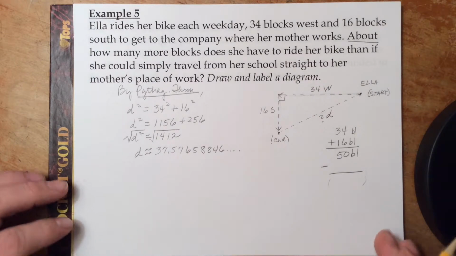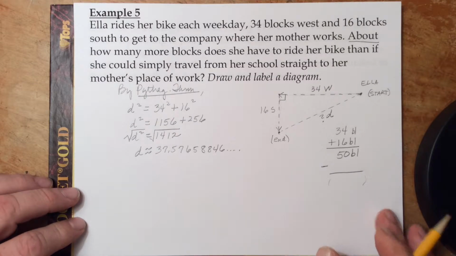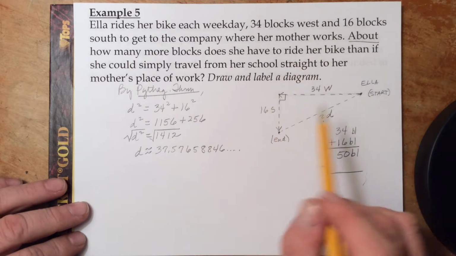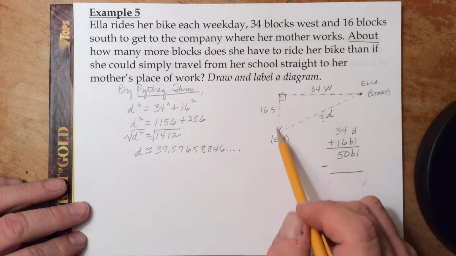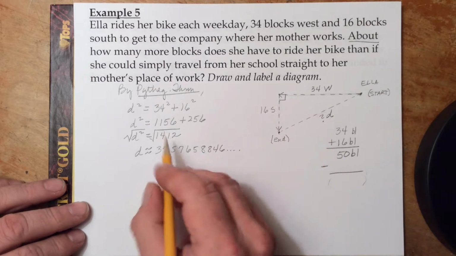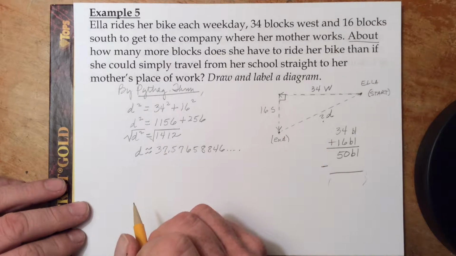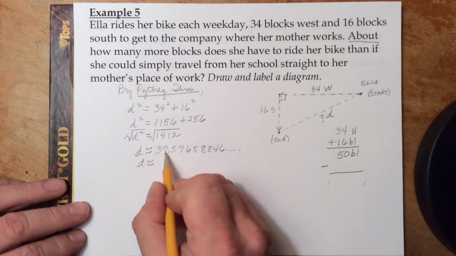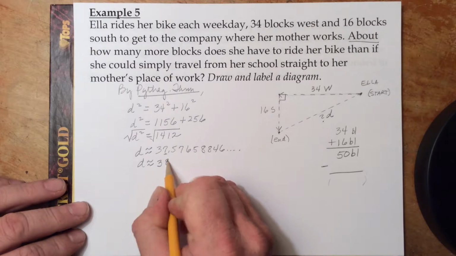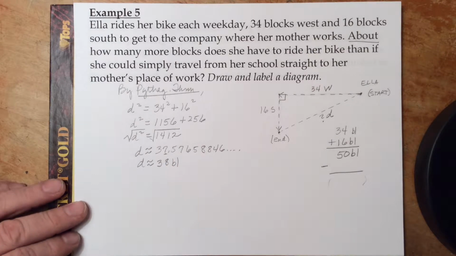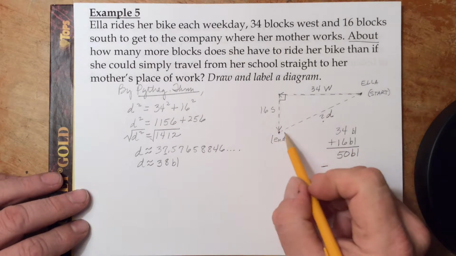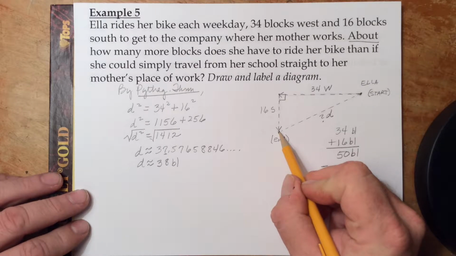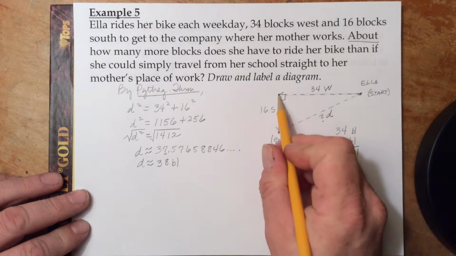We're going to round. They didn't say anywhere in the problem what we need to round to. Consider the problem itself. She just wants to know about how much in blocks. That's not very precise, so we could probably get by with rounding to the nearest ones place or the nearest block. So I'm going to go ahead and round this to the nearest block. That's 38, about 38 blocks. So she would go a distance of about 38 blocks if she could go straight over to her mother's company, which obviously she can't because she has to go this way.